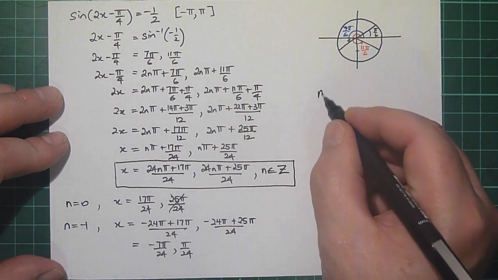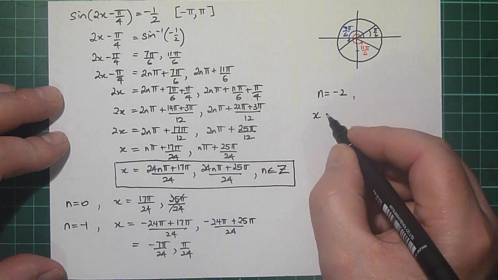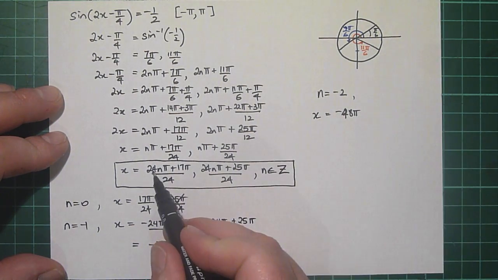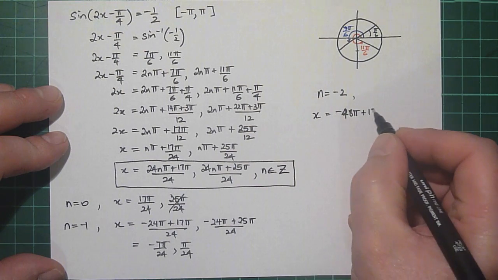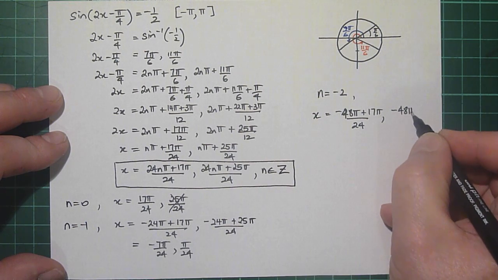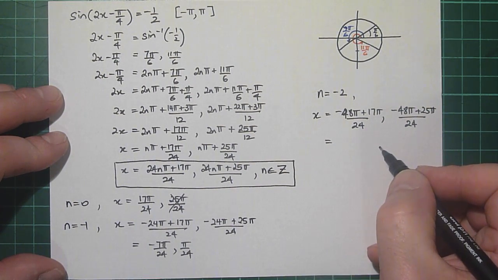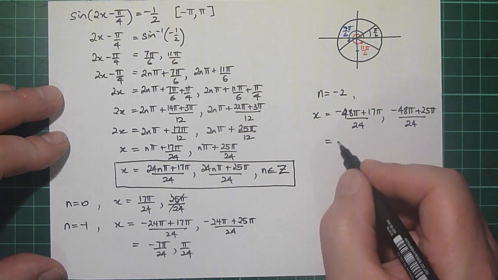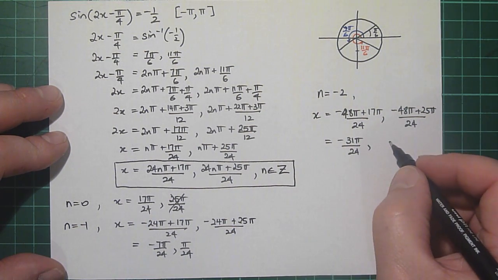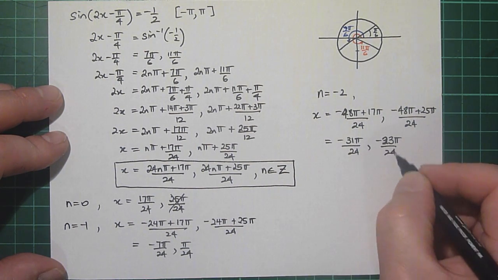Let's try n equals minus 2. n equals minus 2, and x will equal, multiply 24 by minus 2, we get x equals minus 48 plus 17, minus 31π on 24, and minus 48 plus 25, minus 23. So minus 23π on 24.